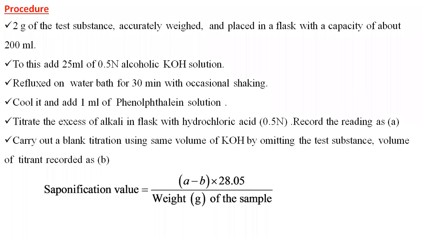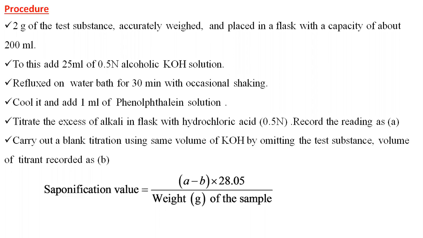So how we do the procedure for saponification value determination is, take 2 grams of substance and place it in a flask with a capacity of about 200 ml. You take one flask of 200 ml. To this we have to add 2 grams of the fat, and to this add 25 ml of 0.1 normal alkali KOH solution. So in the flask we have to take the KOH solution and our sample and reflux on a water bath for 30 minutes.